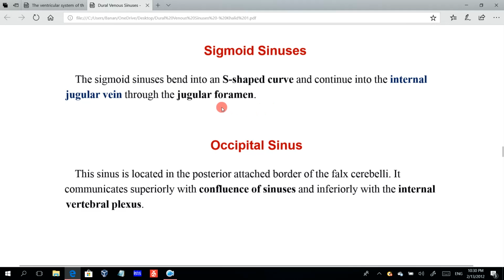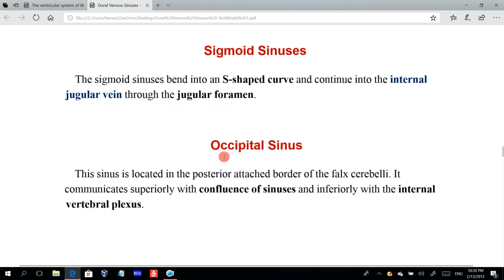It takes all the blood from the cerebrum, all the blood from the meninges, all the blood from the intracranial cavity, which lastly will be collected into the sigmoid sinuses, and then it leaves the cranium through the jugular foramen as the internal jugular vein.